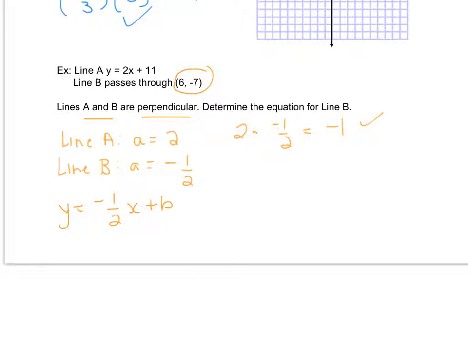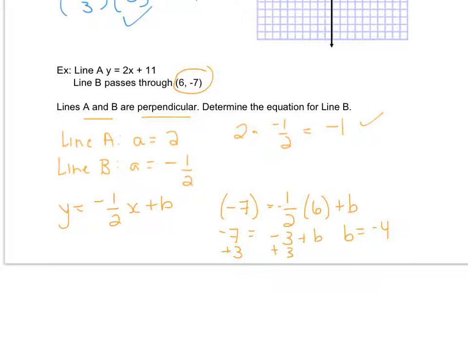I'm going to take that point, and I'm going to substitute it in. So negative 7 is equal to negative 1/2 times 6 plus b. Negative 7 is equal to negative 3 plus b. I'm going to move that 3 to the other side. So b is equal to negative 4.